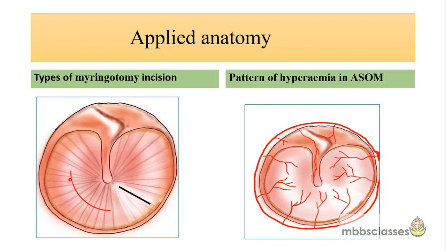The circumferential type of incision is given in case of acute suppurative otitis media. Generally, it is given in the posterior inferior quadrant between the umbo and the annulus. The radial incision is given parallel to the radial fibers. It is given in cases of otitis media with effusion.